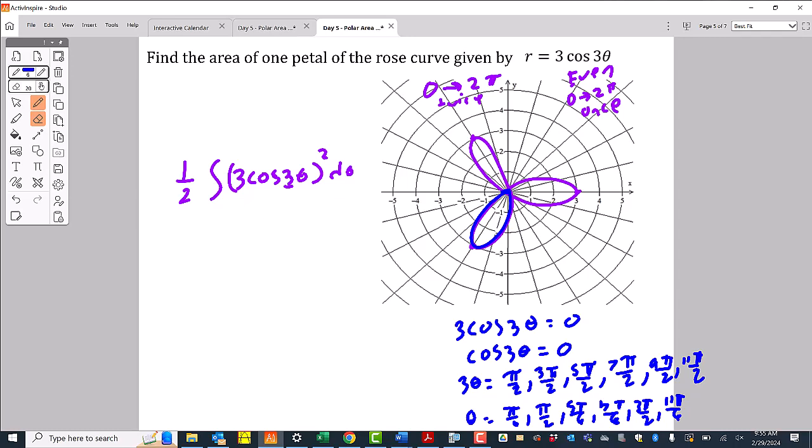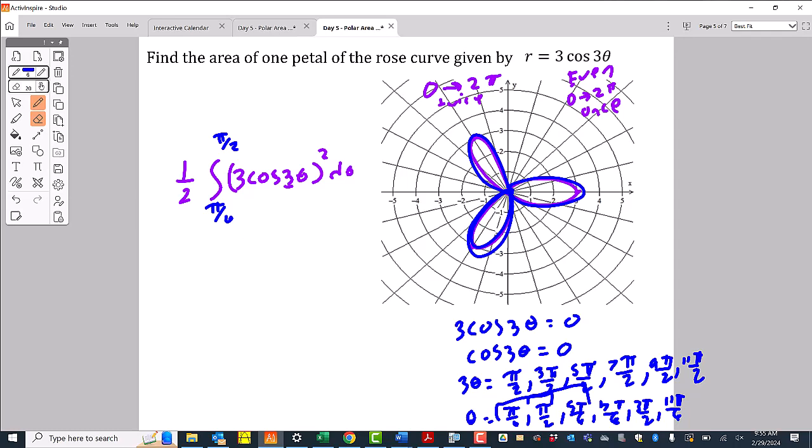All right, so that's a lot of times where we touch the origin. But the fact of the matter is, any two consecutive zeros creates a petal. Here's the first 0. The next 0 is going to create the end of the petal. So we can make any of our bounds be zeros as long as they're consecutive zeros. So we could do pi over 6 to pi over 2, or pi over 2 to 5 pi over 6, so on and so forth.